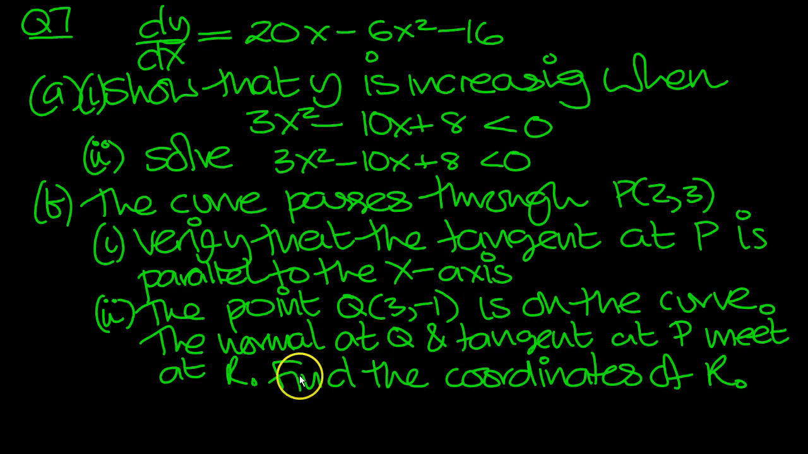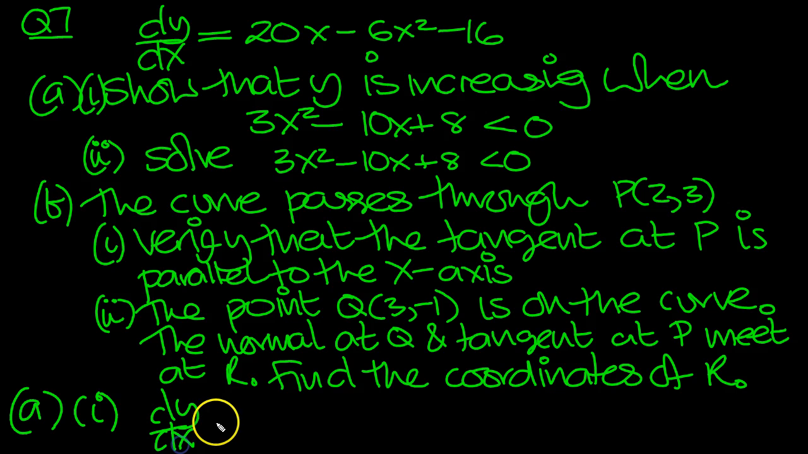So first of all, show that y is increasing. So part A, part 1 then. So here dy dx, which is the gradient, y is increasing if dy dx is positive, then the gradient is positive. Dy dx is greater than 0, then when this is greater than 0.